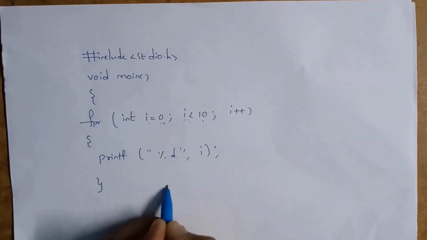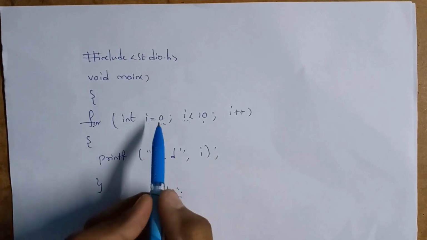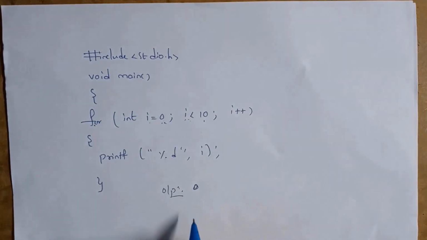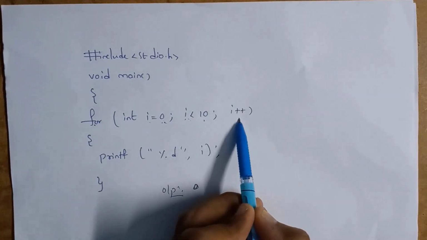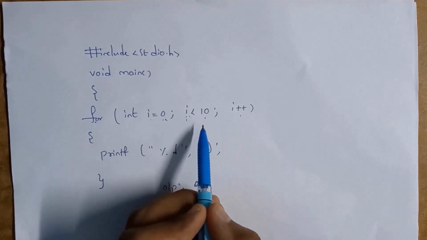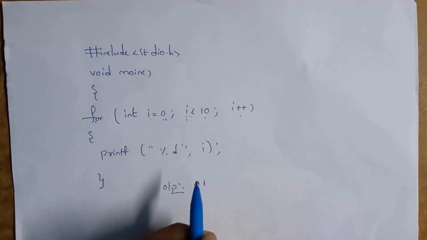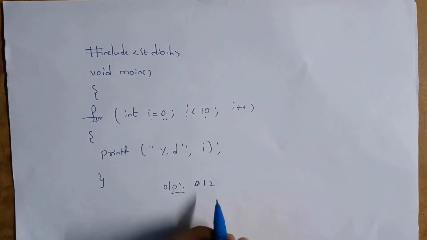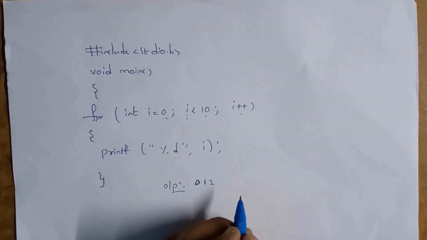By writing this program I will get output as follows. At first it will take value 0. 0 is less than 10. Condition is satisfied. So it will print 0. Here I wrote i plus plus. So again it will increment the value, that is 1. 1 is less than 10. Condition is satisfied. So it will print 1. Again it will increment the value. Now it will take 2. 2 is less than 10. Condition is satisfied. So again it will take 3. 3 is less than 10. Condition is satisfied. So it will print 3.